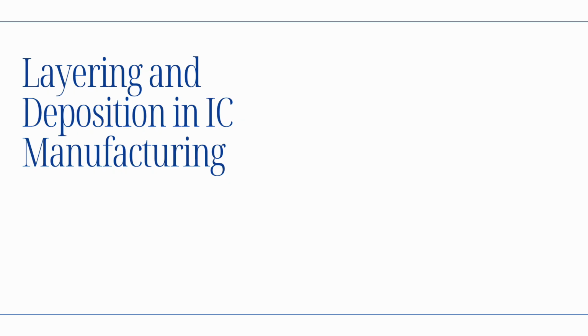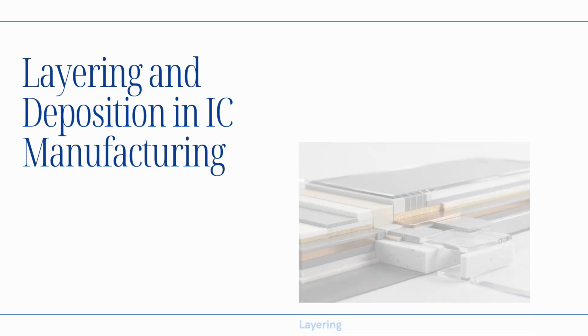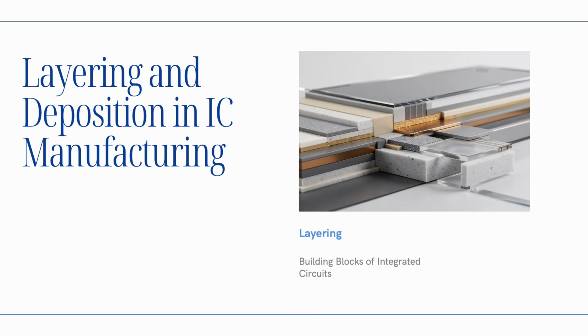All the modules that we talked about so far are used to perform the layering. The layering process is crucial in semiconductor manufacturing. It allows the deposition of materials such as oxides and metals to create transistors and electronic connections within the integrated circuit.